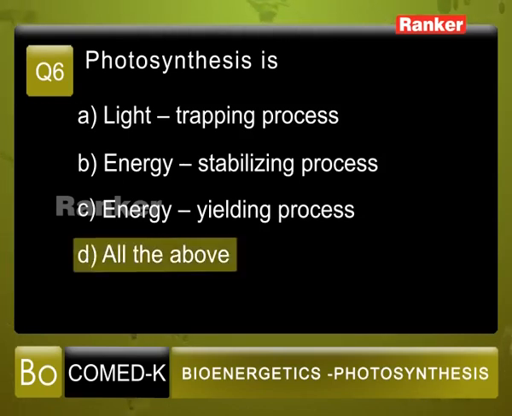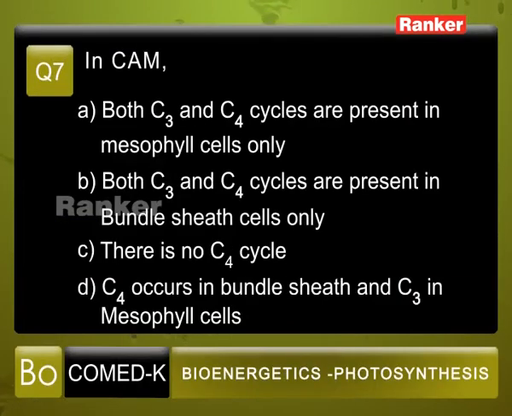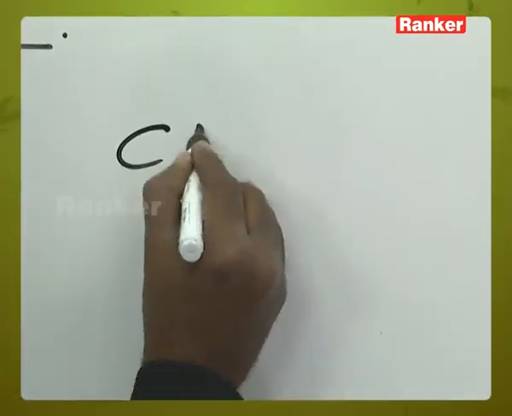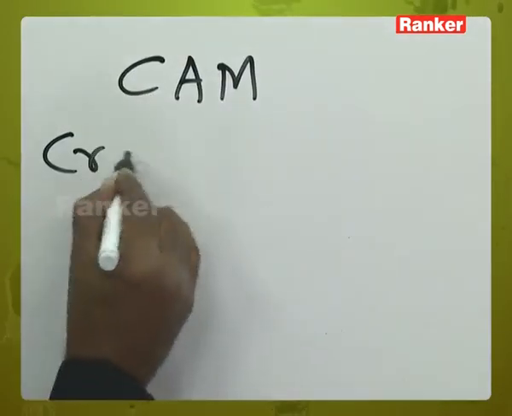Question number 7. In CAM, that is crassulacean acid metabolism? A. Both C3 and C4 cycles are present in the mesophyll cells only. B. Both C3 and C4 cycles are present in the bundle sheath cells only. C. There is no C4 pathway cycle. D. C4 occurs in the bundle sheath and C3 in the mesophyll cells. A look at CAM. CAM is also termed as crassulacean acid metabolism.